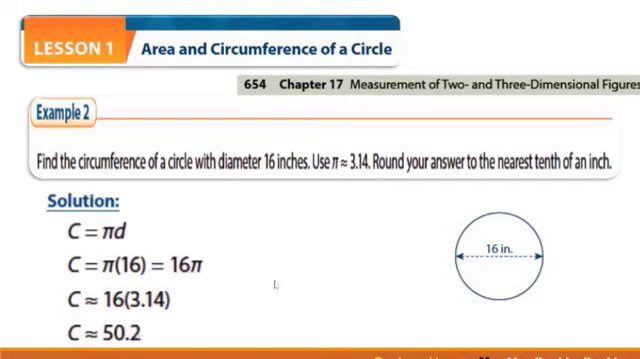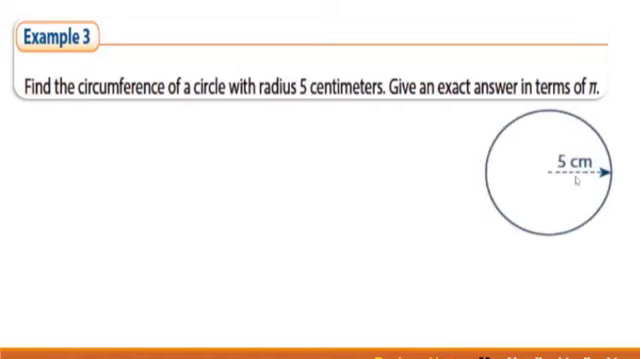Now we're going to another example. I give you the last example, example 2, with diameter, but here I give you radius. My radius is 5 centimeters. So we have a circle with a radius of 5 centimeters. This means half of the diameter. So we have to reuse this formula.